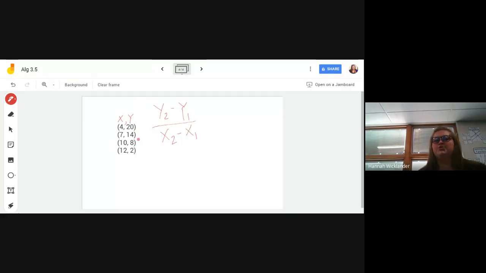Remember, with my ordered pair, this is x, this is y. So I'm going to choose 10 and 8 and 12 and 2. And so I'm going to use this one as 2 and this one as 1. So my y2 would be 2 minus 8 divided by, and then my x2 I'm going to take 12, and then my x1 would be 10, subtract 10. So 2 minus 8 gives me -6, and 12 minus 10 gives me 2.